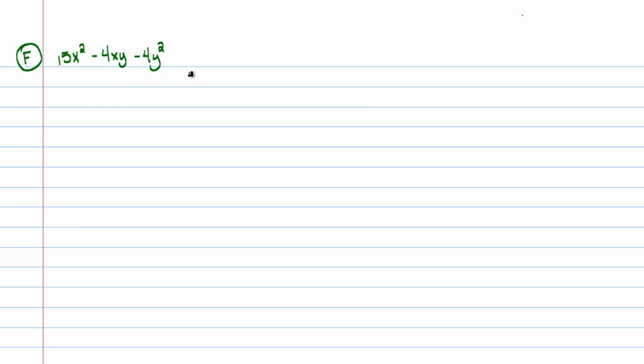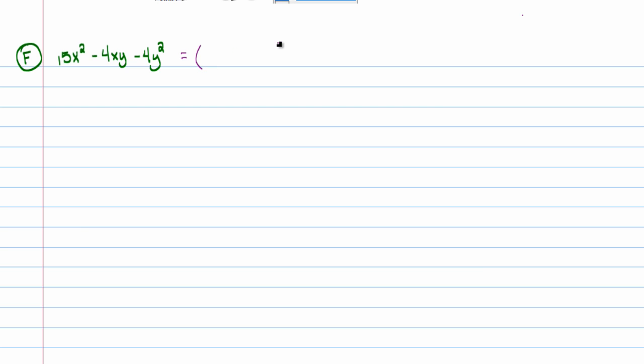Let's go ahead and try this one. 15x squared minus 4xy minus 4y squared. Again, a guess and check method is usually the best method to do, no matter what. So I'll go ahead and do this using guess and check first to show you that we can guess our way around to the correct answer.